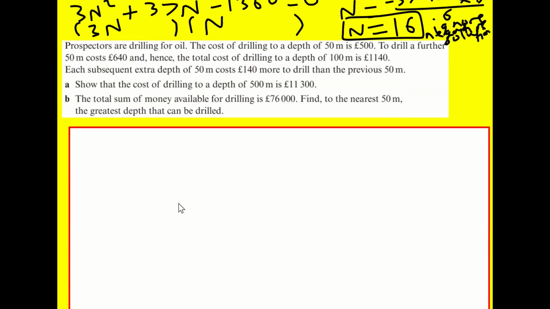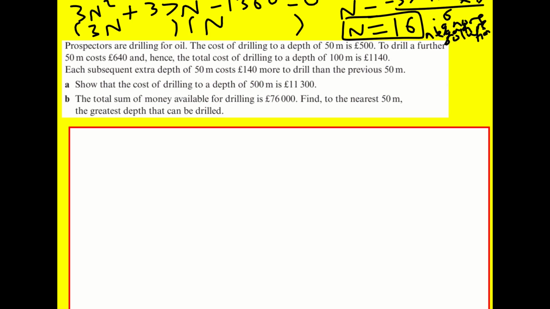All right, last question. This is a wordy question, applying sequences to it and giving some sort of context to it. Prospectors are drilling for oil. That means they're looking for oil, essentially. The cost of drilling to a depth of 50 meters is £500. Drilling a further 50 meters costs £640, and hence the total cost of drilling to a depth of 100 meters is £1140. Each subsequent depth of 50 meters costs £140 more to drill than the previous 50 meters. Show that the cost of drilling to a depth of 500 meters is £11,300.